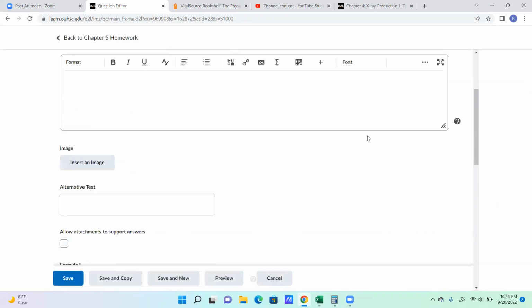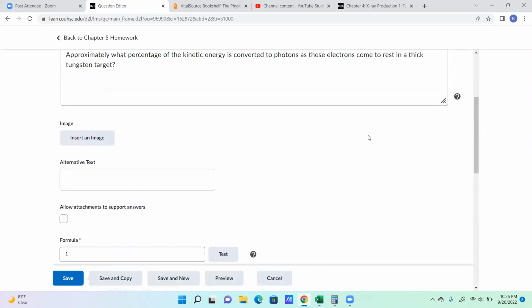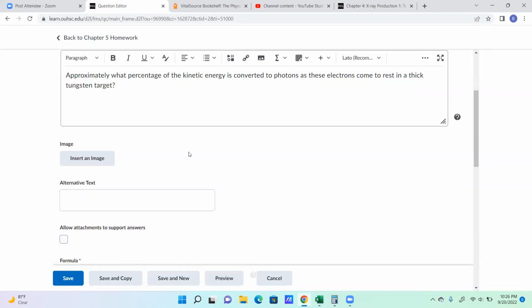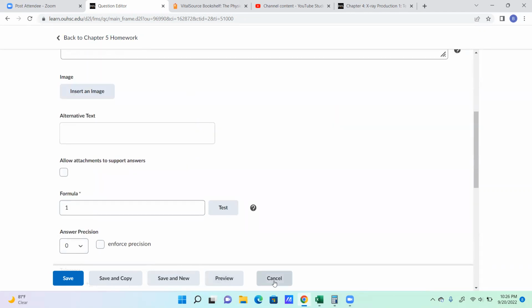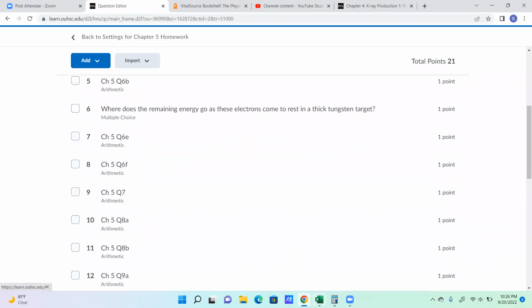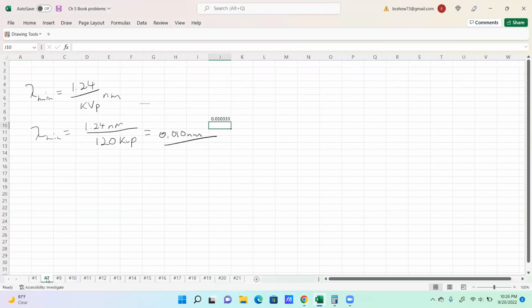Number 5. Approximately what percentage of the kinetic energy is converted to photons as these electrons come to rest in the thick tungsten target? And the answer here is just going to be 1. It's a very inefficient process. So now we're getting on here into the more complicated questions.